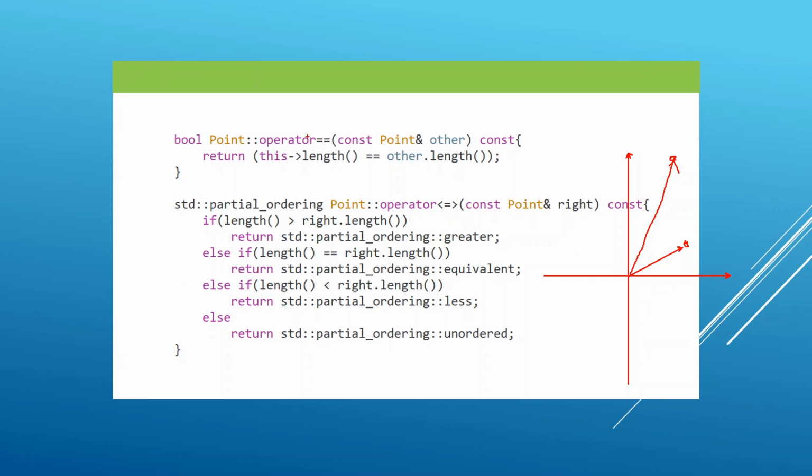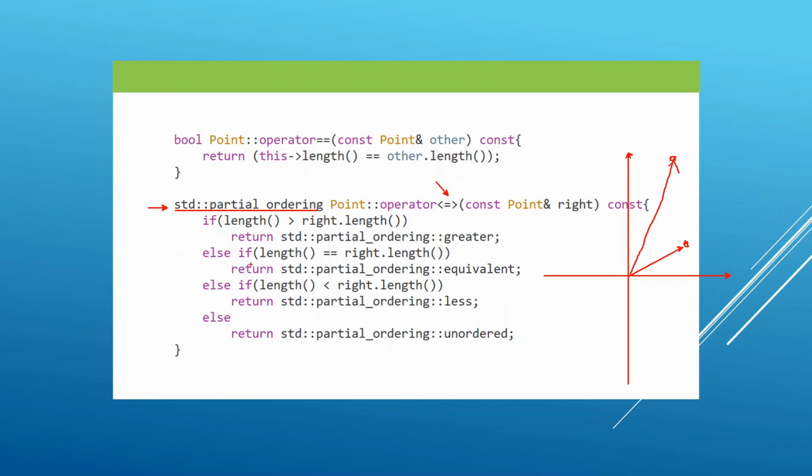Here is our implementation of the 3-way comparison operator. We are going to return partial ordering because we are working on double member variables, and the double type by default supports partial ordering. That's why we are returning partial ordering here, because it is possible to compare 2 double values, and one of them might be an incomparable value that we can't compare to other double values. That's why we are returning std::partial_ordering here.